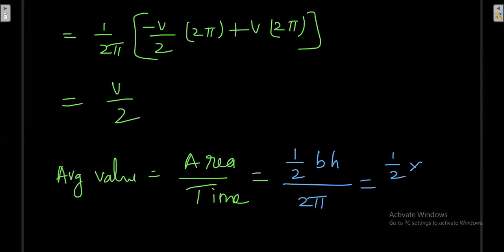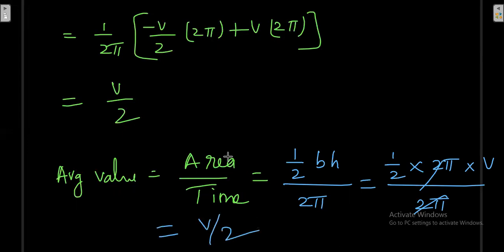So 1 by 2. What is the base? Base is the time period, that is 2 pi. What is the height? Height is V. Divided by 2 pi. 2 pi cancel. So finally we are getting V by 2. Already we got V by 2, and now also V by 2. Yes, our answer is correct. So the average value of this triangular signal is V by 2.